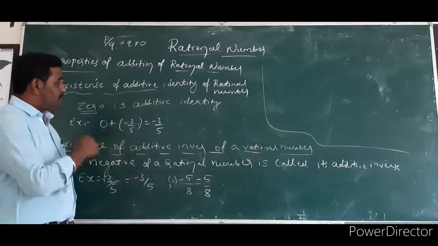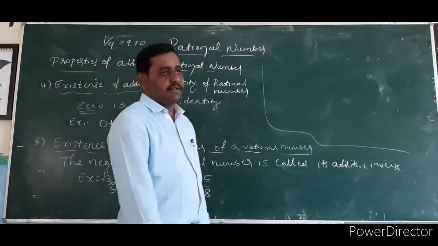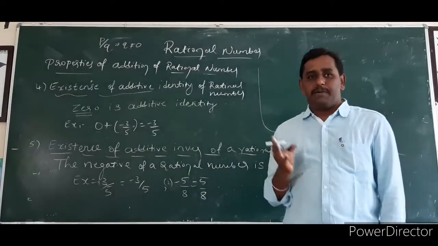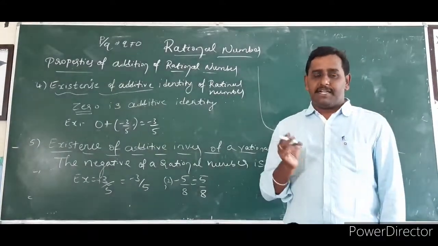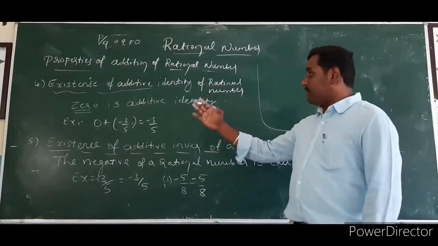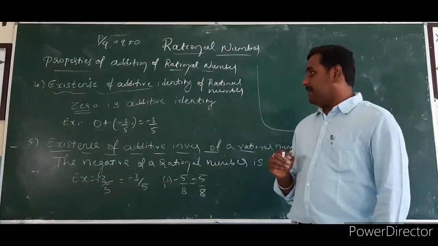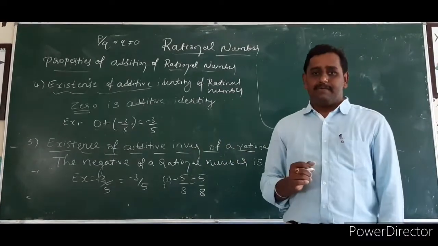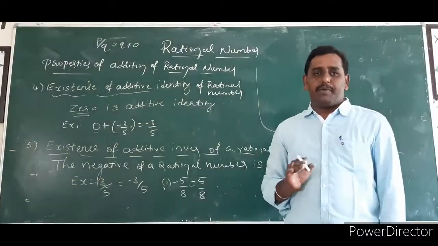So these are the important properties of addition of rational numbers. The first property is the closure property. The second is commutative. The third is associative. The fourth is existence of the additive identity. The fifth is existence of the additive inverse. These are all the important properties.